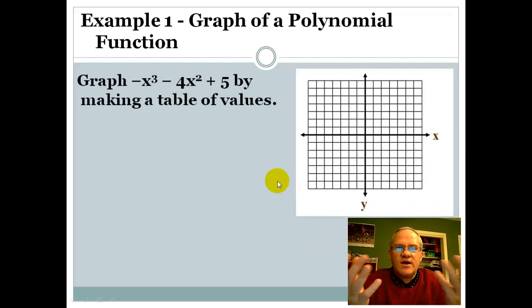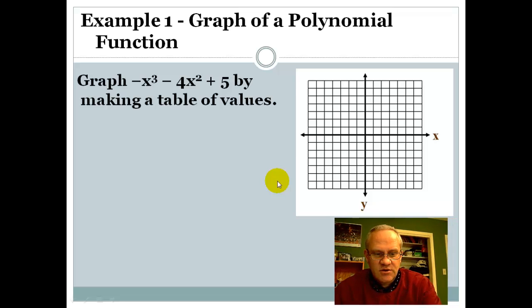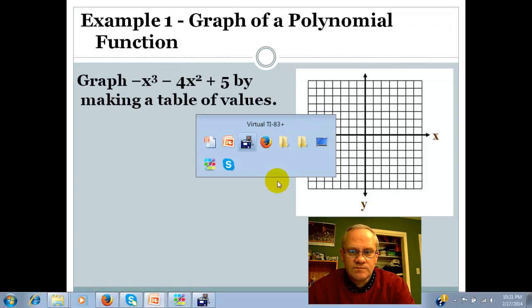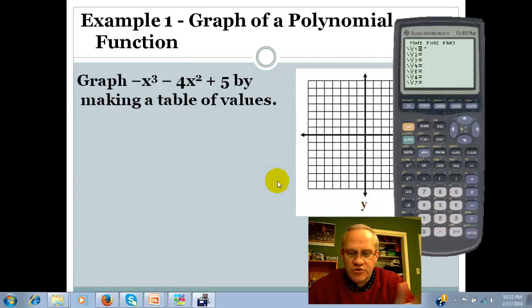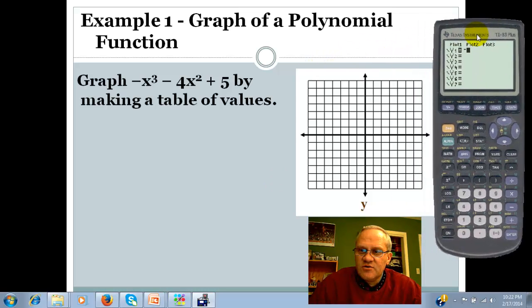We're going to just graph a polynomial function by making a table of values. Okay. So all we're going to do is just punch this into our calculator and then graph the points and kind of draw a line to connect them. So let's see if I can get this online calculator to work here. So far so good. All right. So here's my calculator. I'm going to drag it over here a little bit.